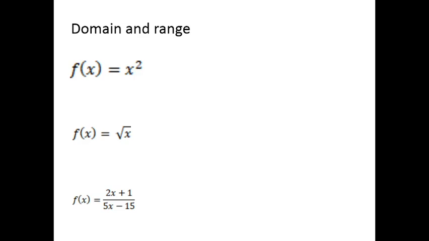Let's have a look at domains and ranges now. A domain is all the values that I can put into this function, and the range is all the values that come out. So here I can put any value into x squared. It doesn't matter what I have. Minus 3 squared is 9, 0 squared is 0, 1.5 squared is 2.25, etc, etc.